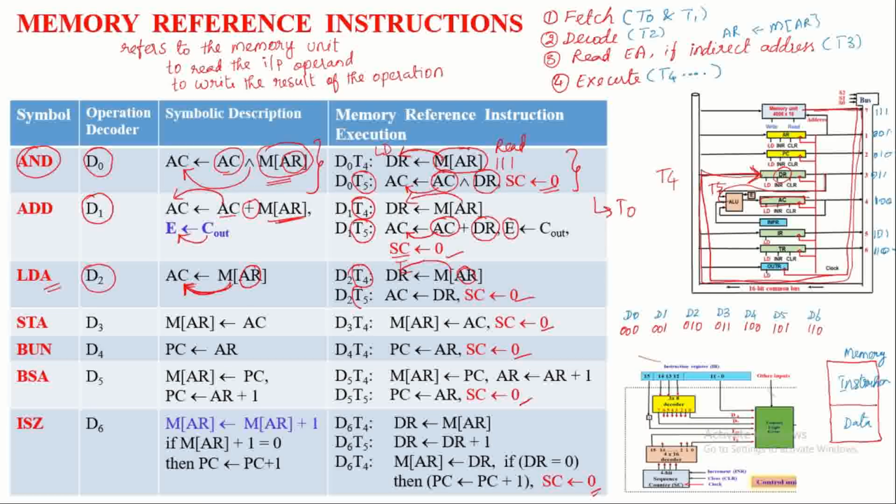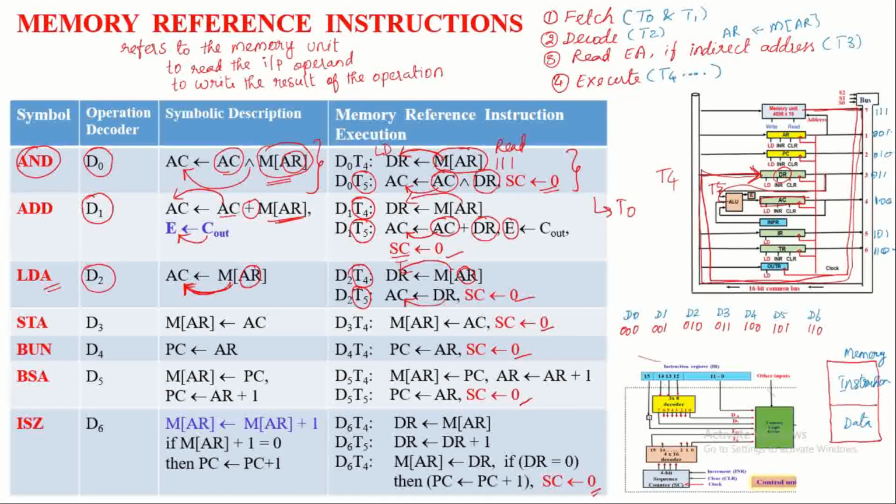Then during the timing signal T5, the content which is right now available in the data register is transferred to the accumulator. This is how the content from the memory unit can be transferred to the accumulator.